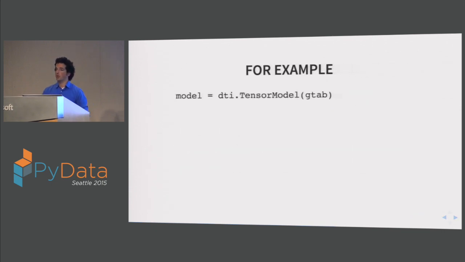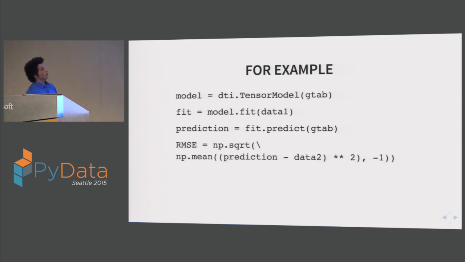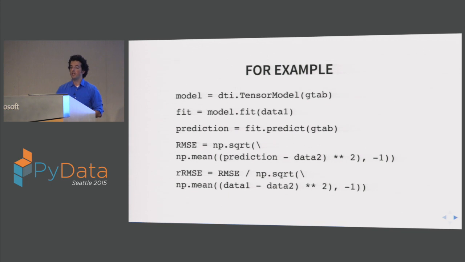For example, for the tensor model that I showed you before, the simple ellipsoidal approximation of the data, this is what the code would look like. The user would instantiate a model using the tensor model object. Then the model would be fit to one dataset. A prediction would be generated again on the gradient table. And then this prediction would be compared to a second measurement for cross-validation. We can then compute the relative root mean squared error by comparing the model root mean squared error to data reliability, again test-retest reliability. And that gives us the relative root mean squared error.